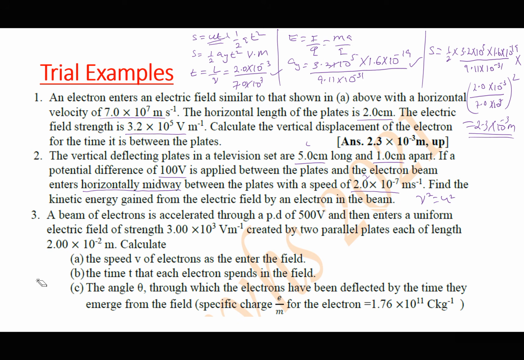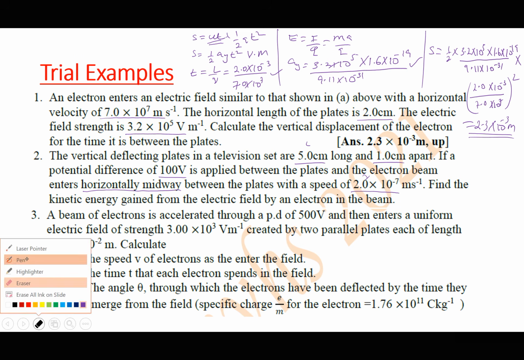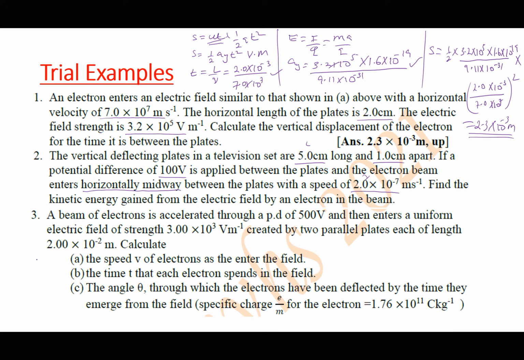Remember, the velocity in the horizontal does not change. So if we can obtain the speed with which it emerges, then we should be able to get the kinetic energy gained from the electric field by considering Ek is equal to a half mv squared. I will not go into that.